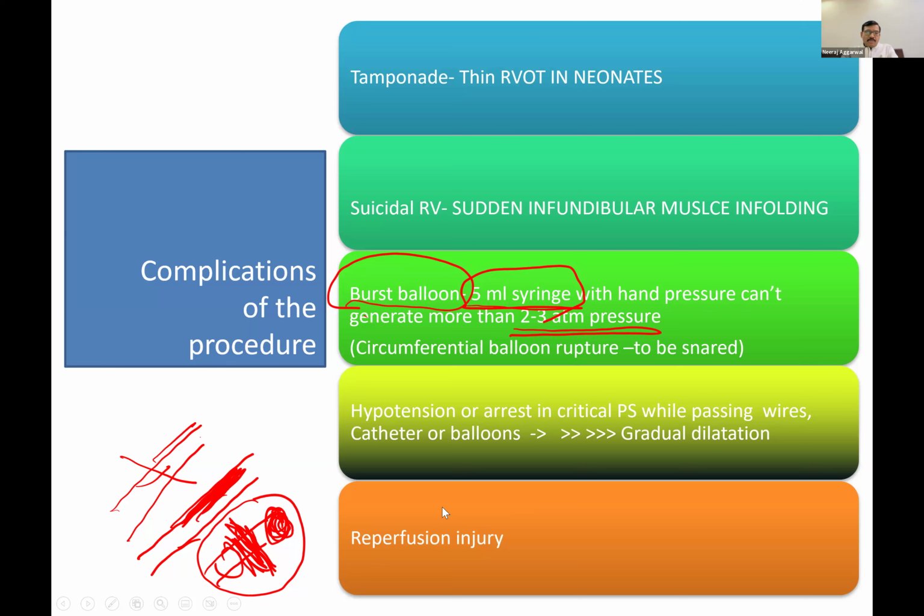Reperfusion injury is not common because most of the time these patients are on prostin, and flow is already established in the pulmonary circulation. But in those who are critical and the duct is not open, you should consider this diagnosis when you have pulmonary edema or blood coming from the ET tube.